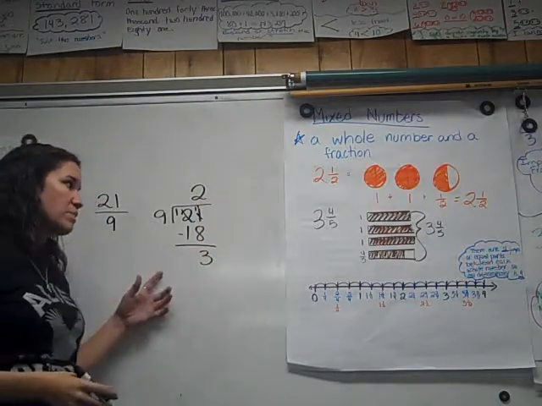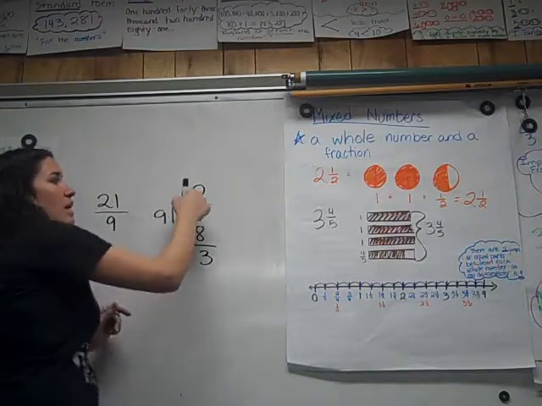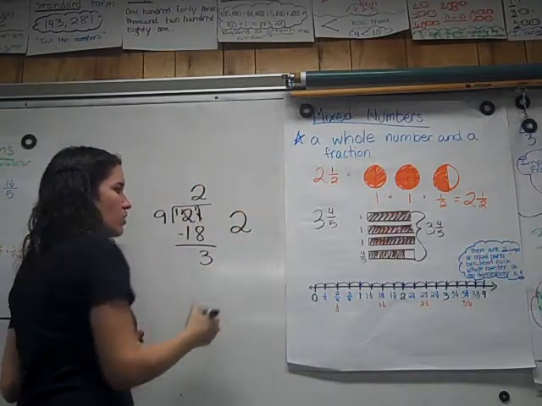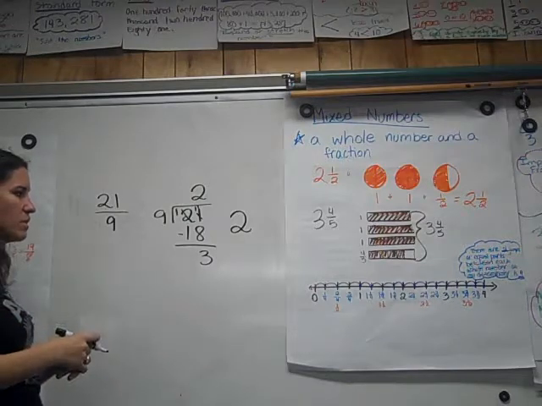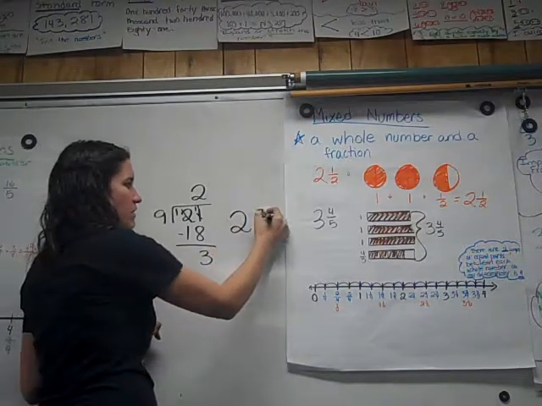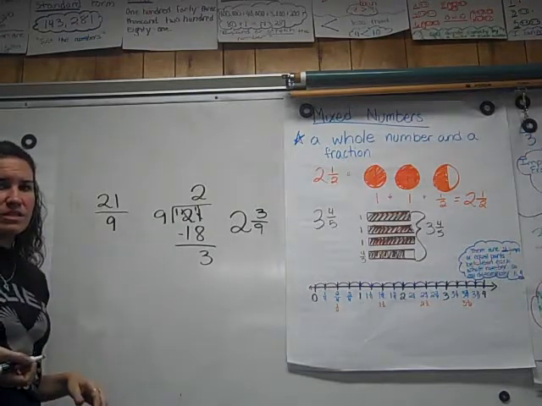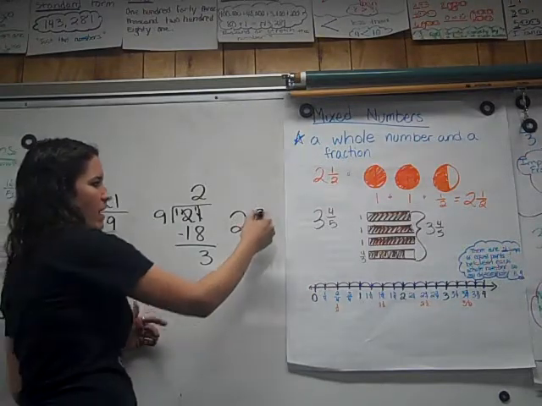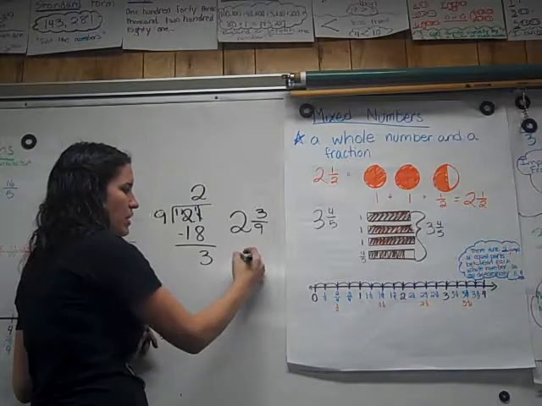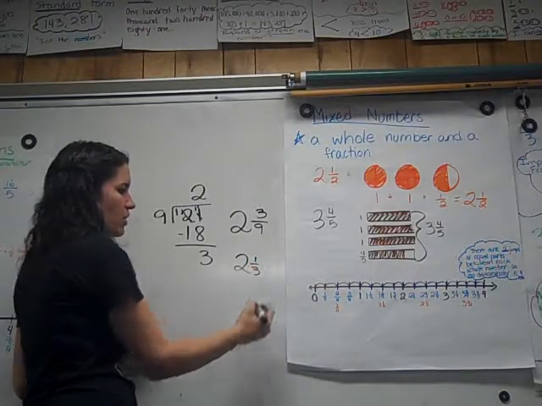So how do we use this to make it a mixed number? We say that I have 2 whole groups, or 2 whole fraction bars. I have 3 parts left over out of 9 altogether. They might be asked to put that in simplest form, in which case they would divide their numerator and denominator by 3 and get 2 1/3.